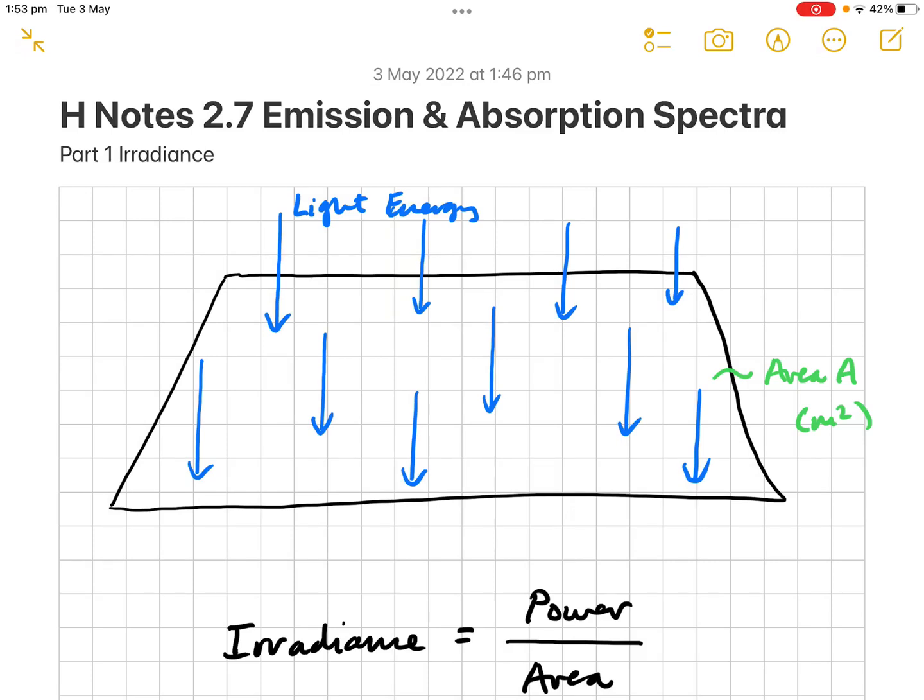Higher Notes, Unit 2, Section 7, Emission and Absorption Spectra. And this is part 1, where we'll look at irradiance.